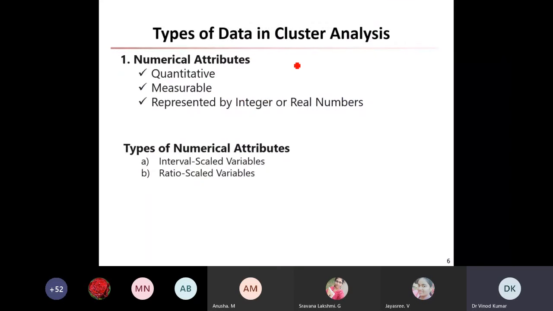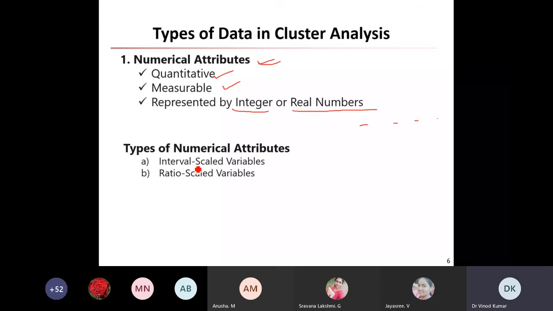Okay, now come to the types of data in cluster analysis. Numerical attributes, or numerical data types, are quantitative in measurement. We can measure these values, and they are represented by integer or real numbers: 1, 2, 3, 4, 5 like that, or in decimals. So numerical attributes are always quantitative, measurable, and can be represented by integer or real numbers.